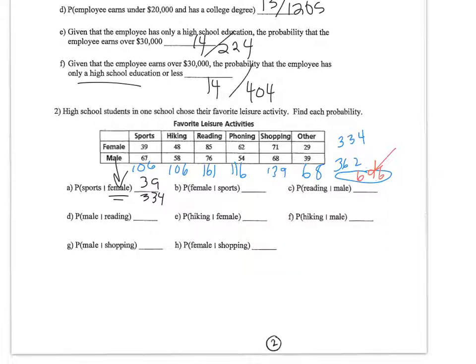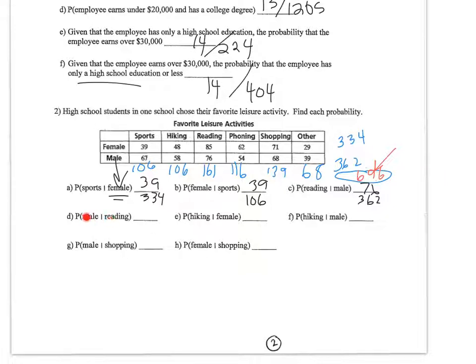And then B, what's the probability they're female given that they like sports? You only look at the sports column because that's your denominator, and that's 106. How many of them are female? 39. And then letter C, the male is the denominator, so 362. And then the reading is the numerator. So only look at the males that chose reading, because the condition is that they have to be male. So 76. I'll do a couple more.